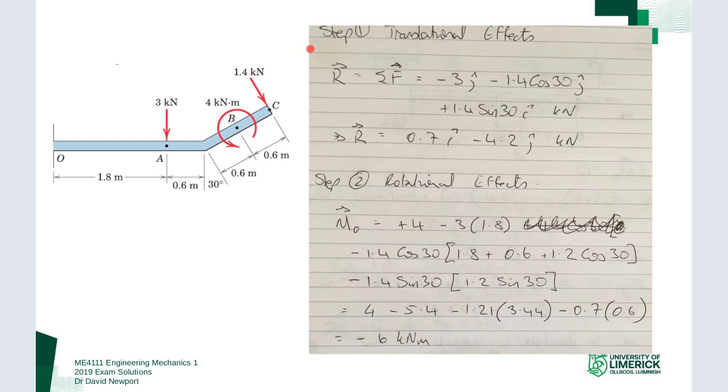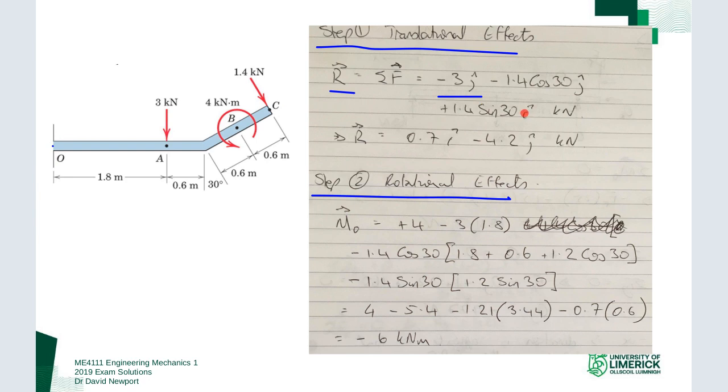With these, again, we've done loads of them in the tutorials. There's two steps. Step one is the translational effects. Step two is the rotational effects. So for the first step, we simply write the resultant is the sum of the forces. So we move all the forces down to point O and we sum them up. So I've broken each force into its components in terms of i hat and j hat.